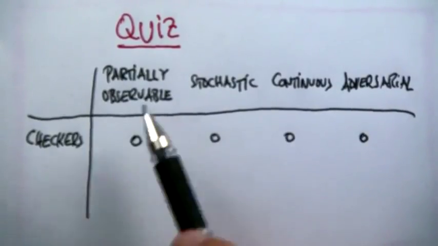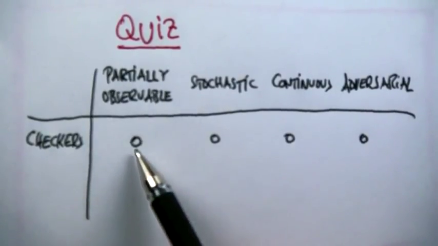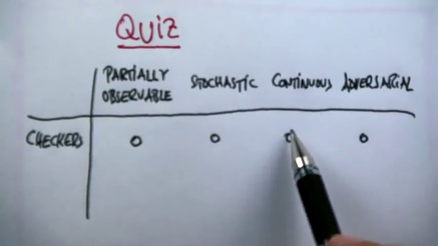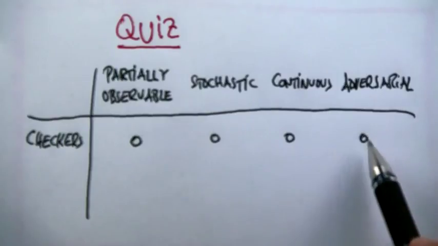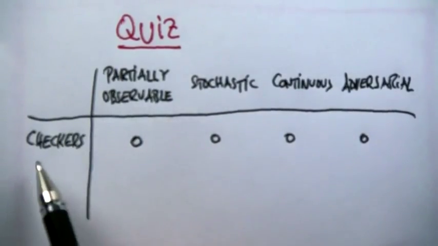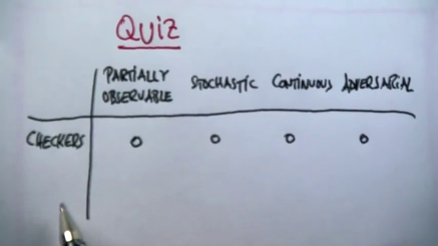So if you think checkers is partially observable, check this one, otherwise just don't check it. If you think it's stochastic, check this one. Continuous, check this one. Adversarial, check this one. If you don't know about checkers, you can check the web and Google it to find out more information about checkers.